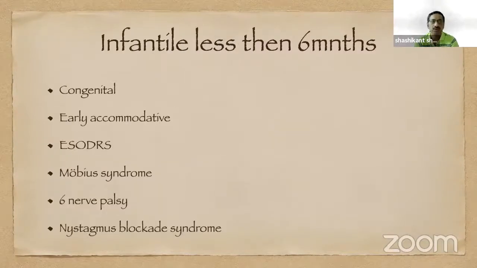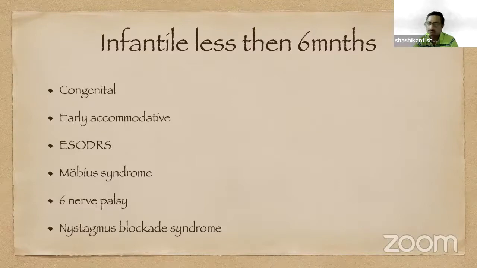Infantile esotropia is usually less than 6 months. We need to differentiate between early accommodative infantile esotropia, where the patient may have high hyperopia. We need to differentiate between ESO-DRS and Mobius syndrome, where they can have bilateral sixth nerve palsy with bilateral facial nerve palsy.